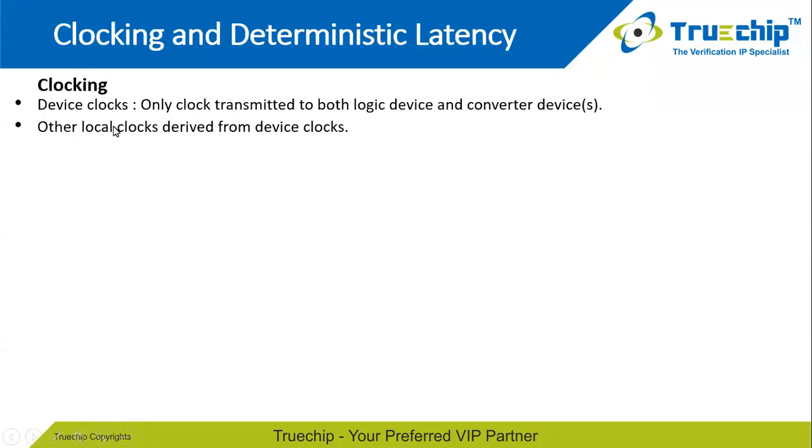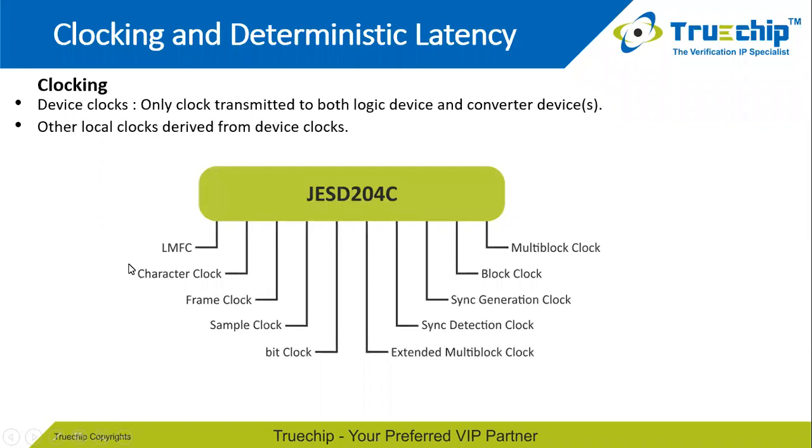So coming to the last topic that we are going to discuss, which is clocking and deterministic latency. As we know, the only clock that is transmitted to both logic and converter device is the device clock, and every other clock is derived from the device clock. Here you can see the clocks that are being used in JESD204C.